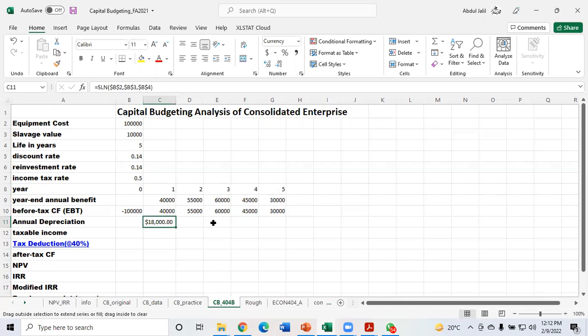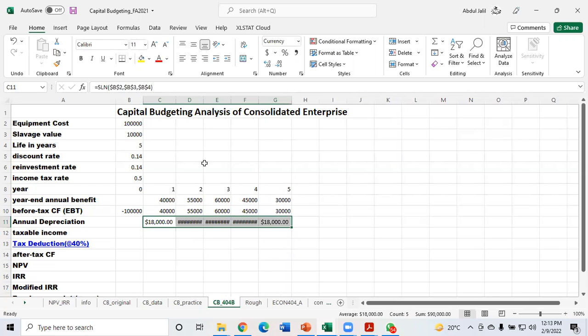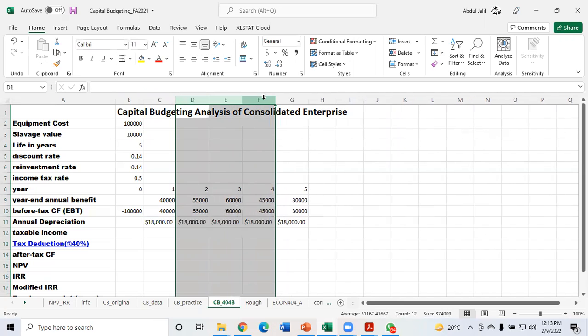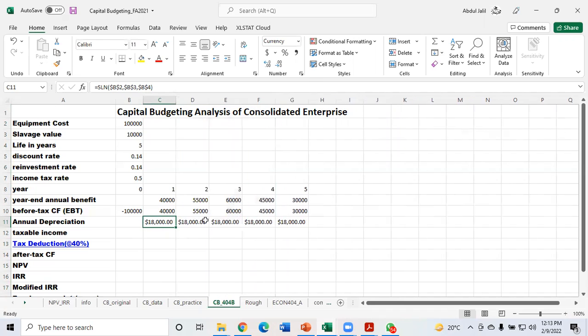If you scroll down, for every time period, the respective depreciation is going to be identified. Why is it the same amount? Why is this only 18,000, 18,000, 18,000?